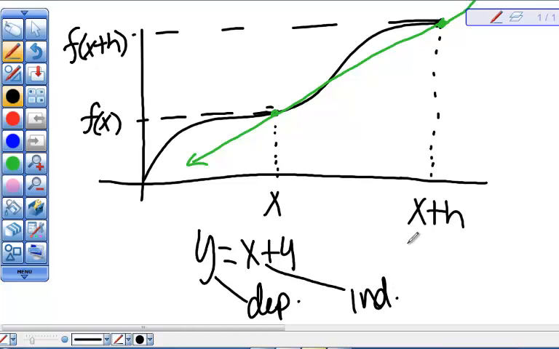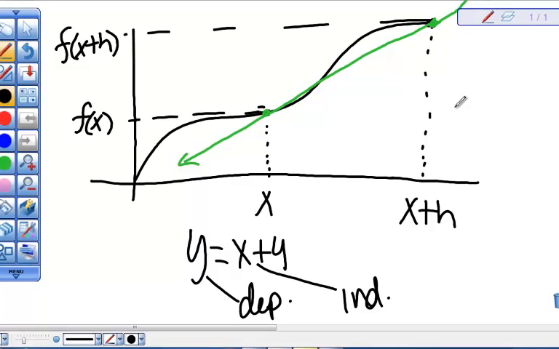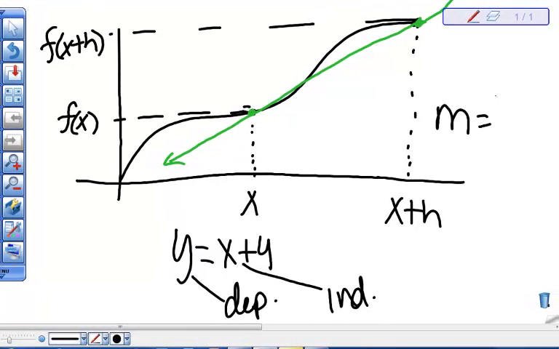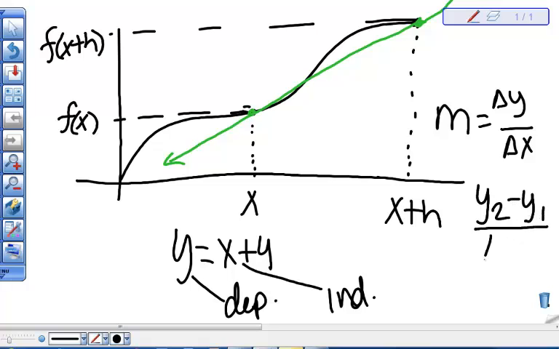So, going back to the function that we have here, we have to remember how we found the slopes for these kind of lines. The way we find the slope is by using the formula where m equals the change in y over the change in x, also known as y2 minus y1 divided by x2 minus x1.